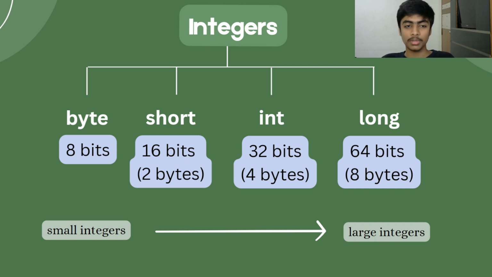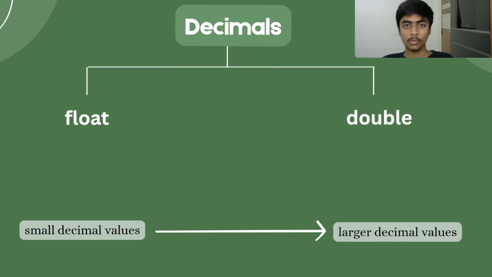We rarely use something like a byte or short in programming. Next, we'll take a look at decimals. So even under decimals, there are two data types. We have float and we have double. And we have the same distinction. A float is used for smaller decimal values, and a double is used for larger decimal values.